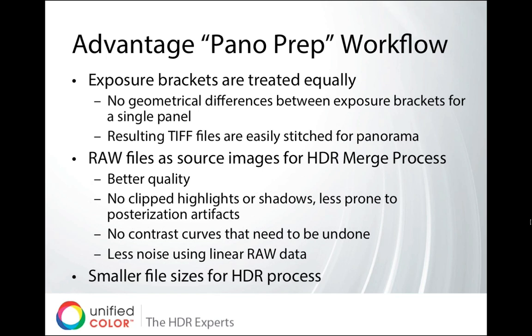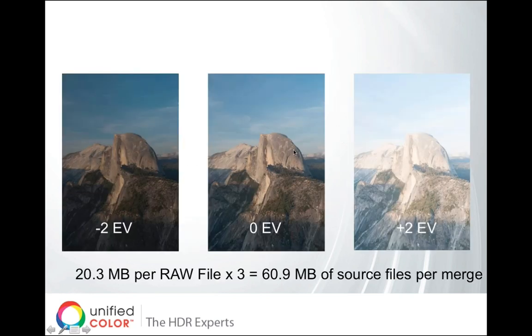Now, the biggest advantage is obviously the smaller file sizes. If I look at these now, so this is just a single panel. Each one of these is 20.3 megabytes. So in order to merge this single panel into an HDR image, it's 60.9 megabytes of source data per file versus 600. That's quite a savings and increases the performance and reduces the workload on your computer as well.